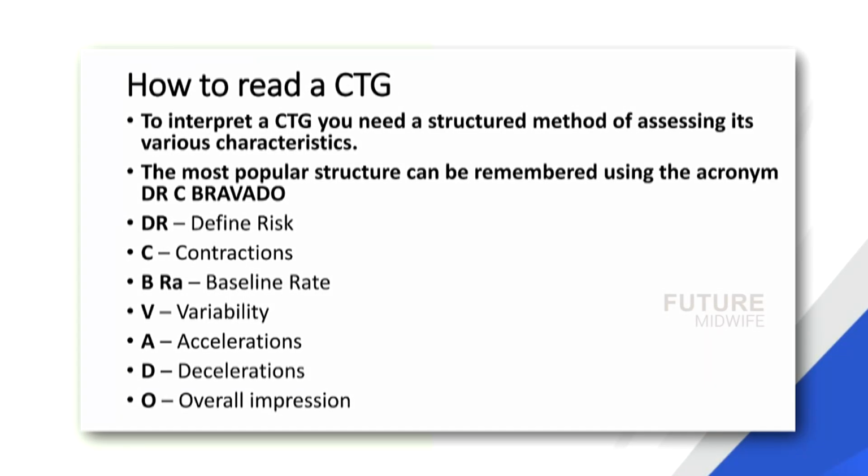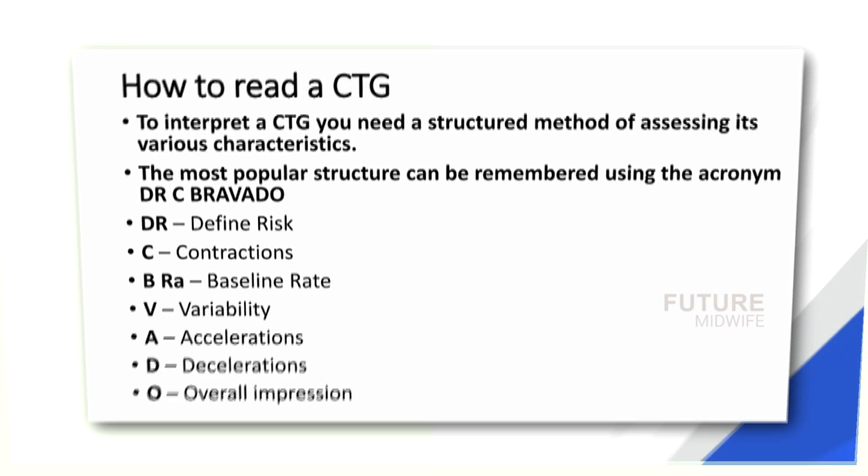First, we'll see how to read a CTG. To interpret a CTG, you need a structured method for assessing its various characteristics. The most popular structure can be remembered using the acronym DR C BRAVADO. DR means define the risk, C for contraction, BRA means baseline rate, V for variability, A for acceleration, D for deceleration, and last O for overall impression. With these characteristics, we can read CTG very easily.